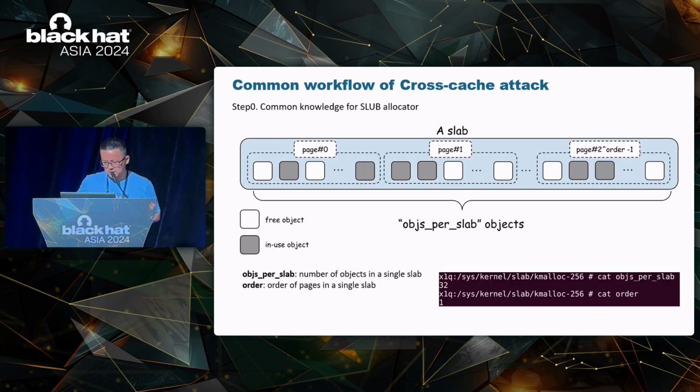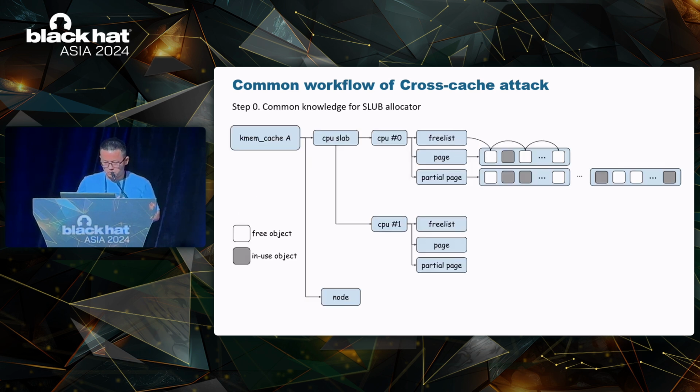Now let's see the common workflow of cross-cache attack. Before that, we need to know slab allocator a little bit. Here is a brief view for slab, which we allocate objects from. A slab could consist of multiple pages, and there are objects per slab objects in a slab. For a kmem cache, both objects per slab and the order of pages are exported through sysfs. Here is a view of kmem cache.